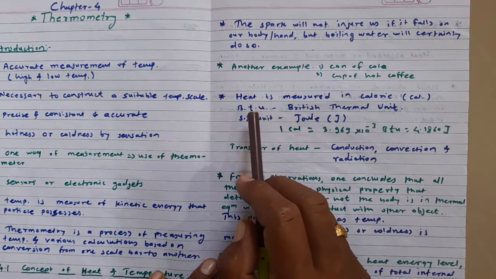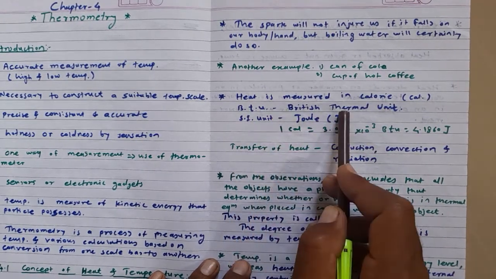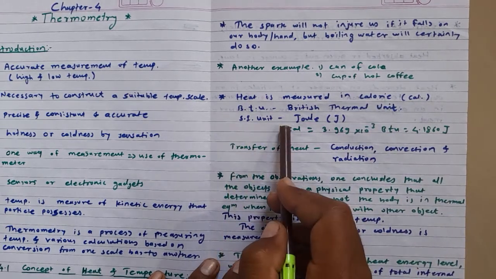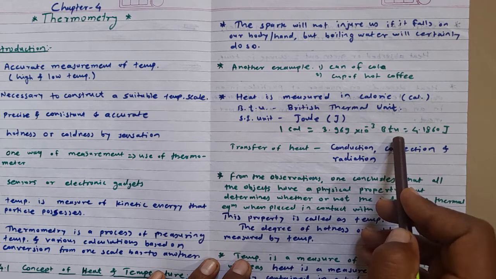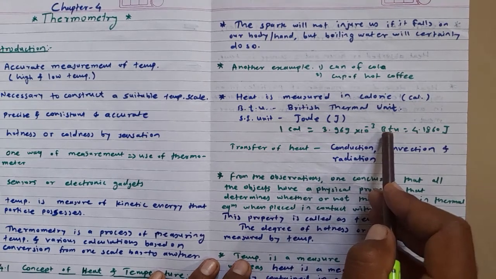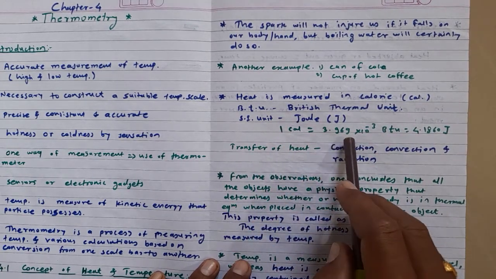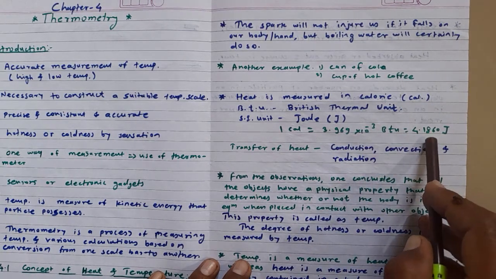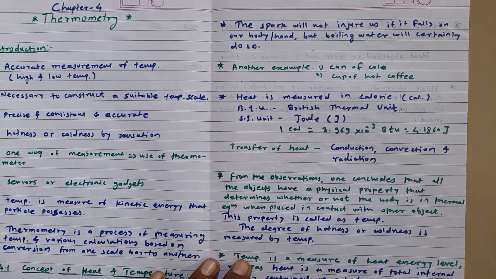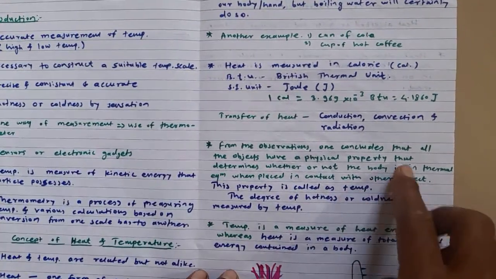So how is it measured? Heat is generally measured in calories. Another unit is the British thermal unit. The SI unit corresponding to heat is the joule. Calorie, British thermal unit and joule are related by this formula: 1 calorie is equal to 3.969 × 10^-3 British thermal unit, which is equal to 4.1860 joule.